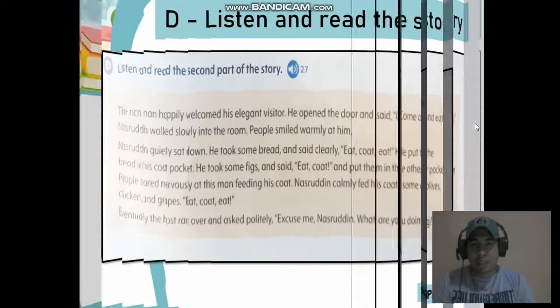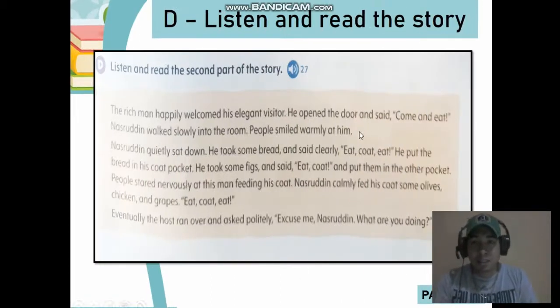Now, in the next part, part D, it says here to listen and read the story. This is the second part of the story. So I want you please to pay attention. I am going to read it now and you're going to read it with me. All right?